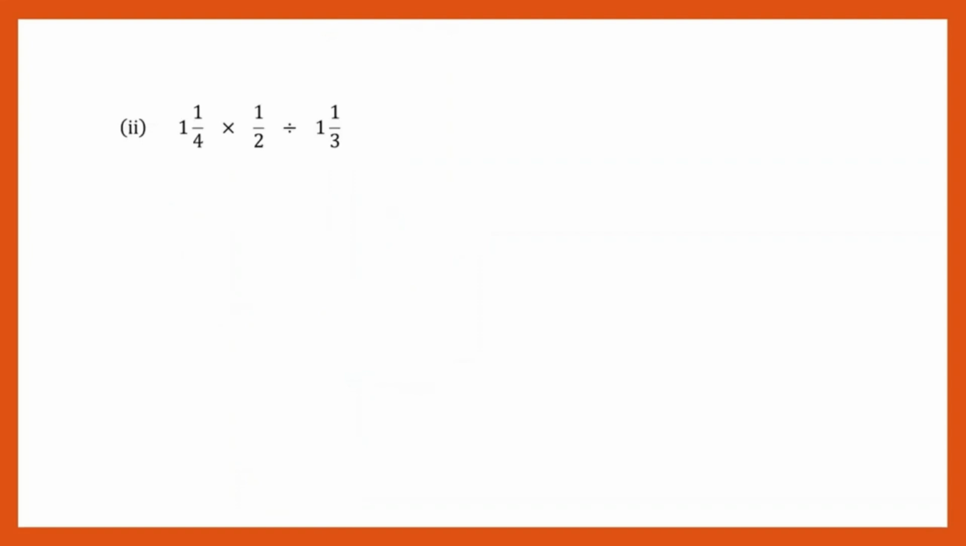Question 2. Let's convert 4 1s are 4 plus 1, 5 by 4, into 1 by 2, divided by, let's convert 3 1s are 3 plus 1, 4 by 3. So here we have two operations, multiplication and division. According to BODMAS, which one should we do first? Multiplication or division? Division has to be done first. It comes before multiplication. So we need to do this part first.